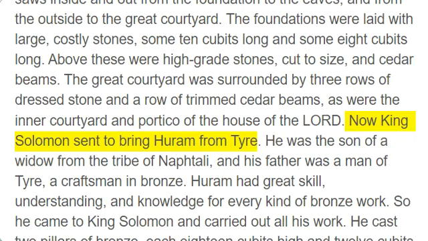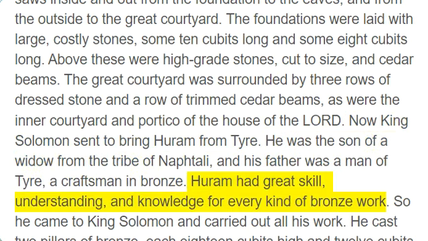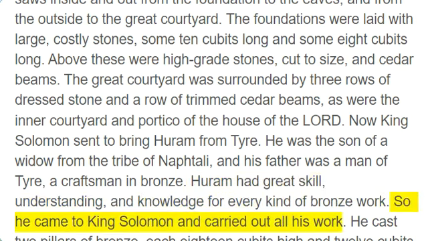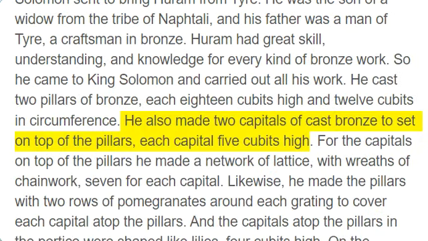Now King Solomon sent to bring Huram from Tyre. He was the son of a widow from the tribe of Naphtali, and his father was a man of Tyre, a craftsman in bronze. Huram had great skill, understanding, and knowledge for every kind of bronze work. So he came to King Solomon and carried out all his work. He cast 2 pillars of bronze, each 18 cubits high and 12 cubits in circumference. He also made 2 capitals of cast bronze to set on top of the pillars, each capital 5 cubits high.